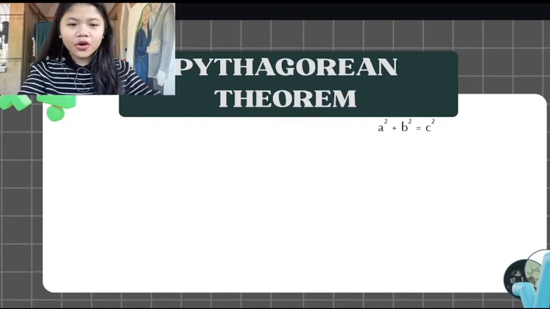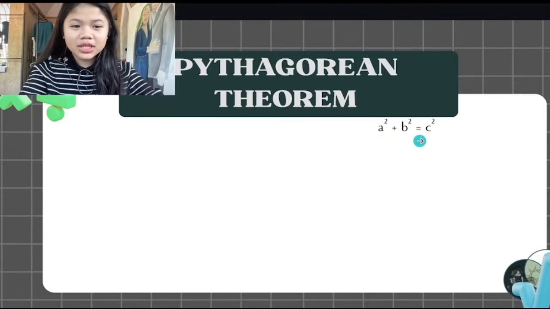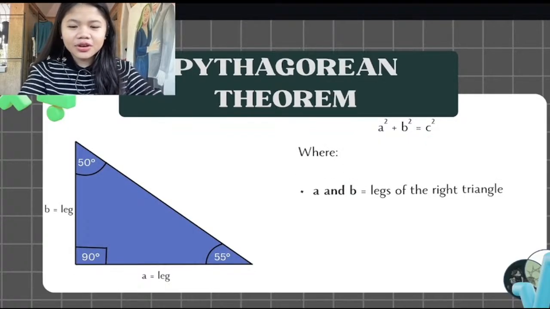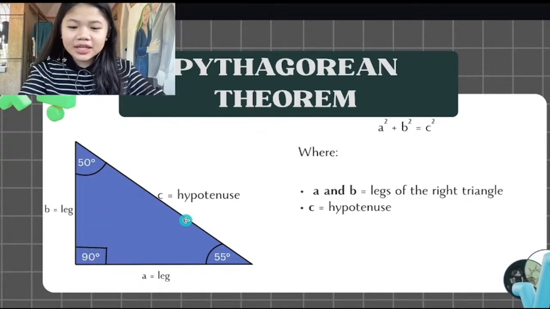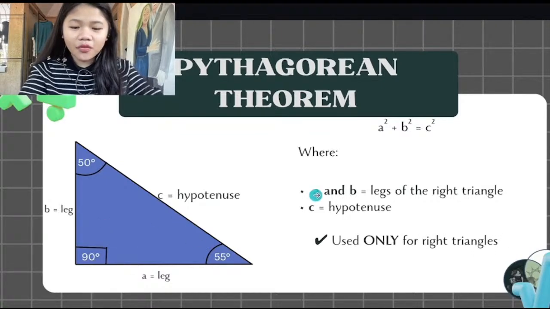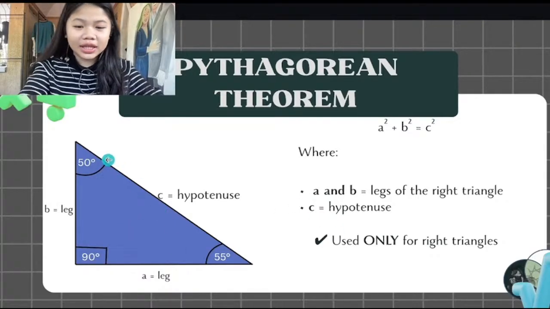So, the formula is a squared plus b squared equals c squared. Here, a and b are the legs of the right triangle, and c is the hypotenuse, which is the longest side. Okay? So this formula is only used for right triangles, meaning triangles with a 90 degree angle.